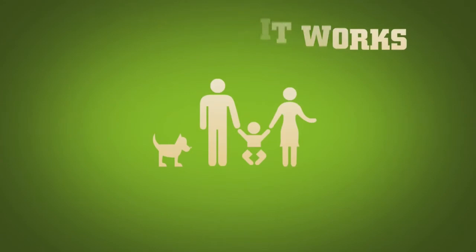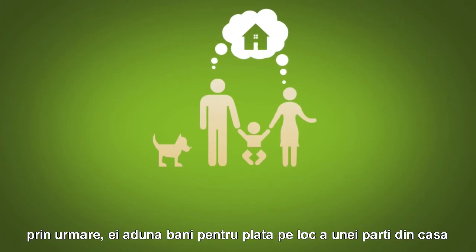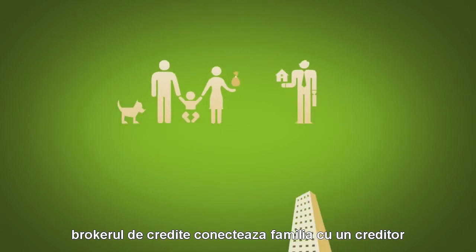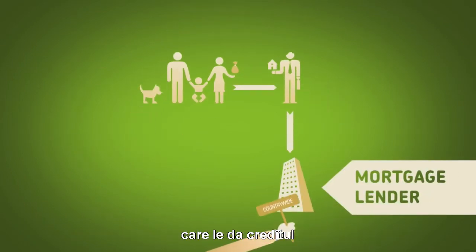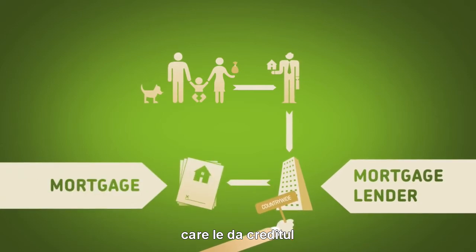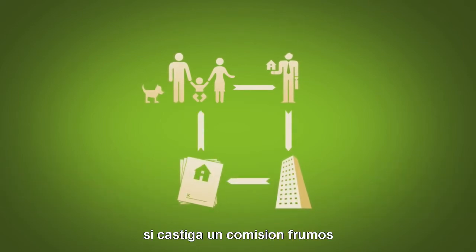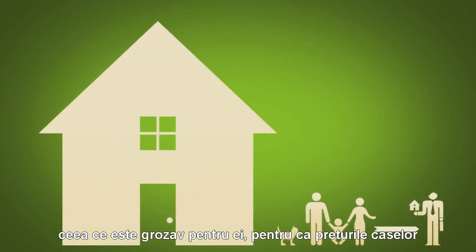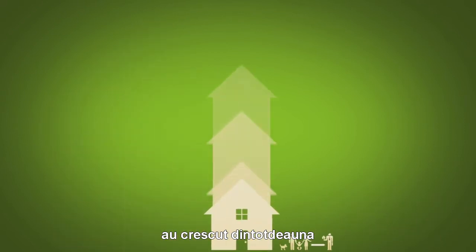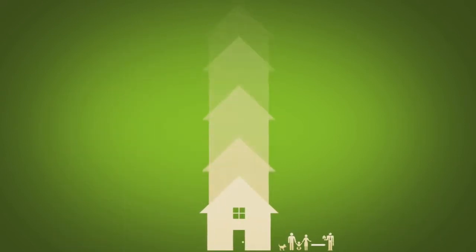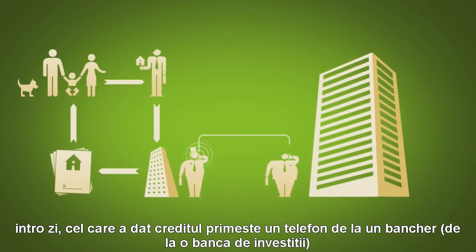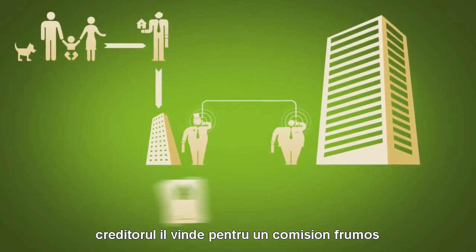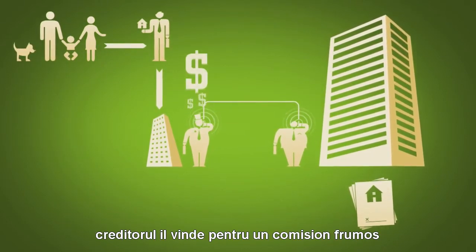Here's how it works. A family wants a house, so they save for a down payment and contact a mortgage broker. The mortgage broker connects the family to a lender who gives them a mortgage. The broker makes a nice commission. The family buys a house and becomes homeowners. This is great for them because housing prices have been rising practically forever. Everything works out nicely. One day, the lender gets a call from an investment banker who wants to buy the mortgage. The lender sells it to him for a very nice fee.